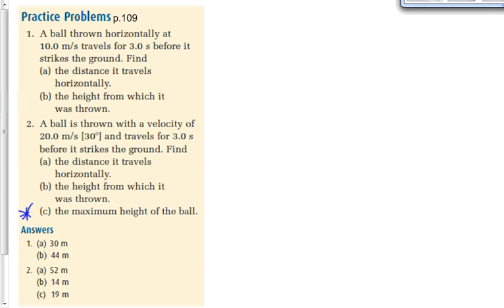Now let's take a look at number 2. So the ball was thrown with a velocity of 20 meters per second at 30 degrees, travels for 3 seconds before it strikes the ground. Listen, it doesn't say that this is launched from ground level. It doesn't say that it ends up at the same height that it started at. The example that we did looked like this, but this question doesn't say that. We're saying we're launching at 30 degrees, 20 meters per second, and maybe it goes down here. Maybe it ends up right here. We don't know. We're going to draw the picture down here, but we don't really know until we actually solve it what happens to it. We know that the time of travel is 3.0 seconds.